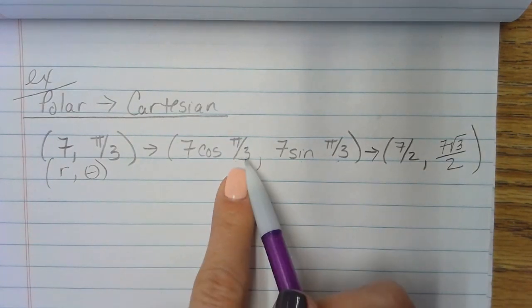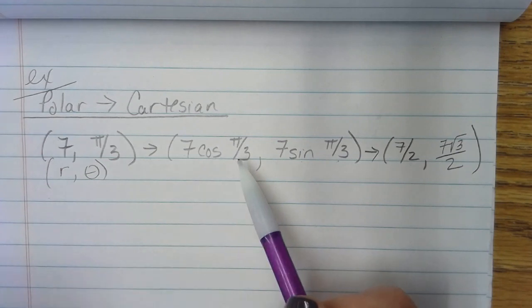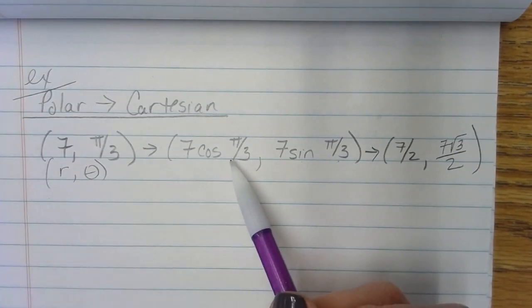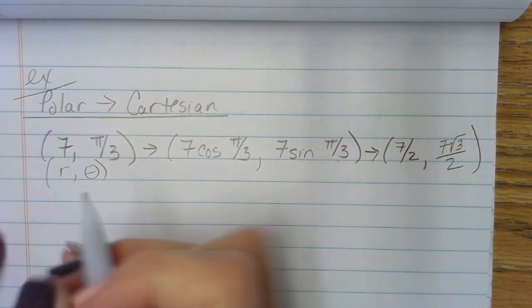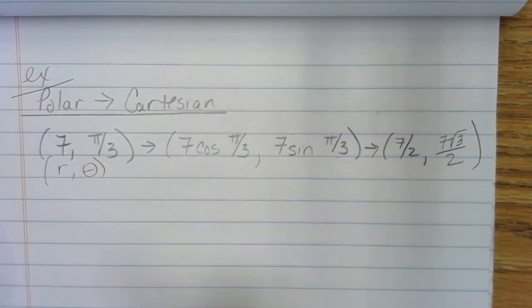If this was pi over 11, which is obviously not on the unit circle, you'd be able to just type this in a calculator. If it's a unit circle value, though, you should use the values of sine and cosine that come from your unit circle. So that's going polar to Cartesian.